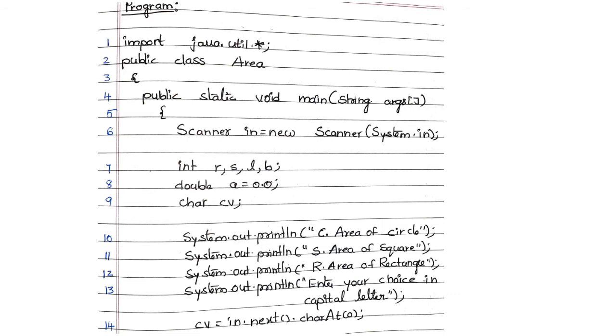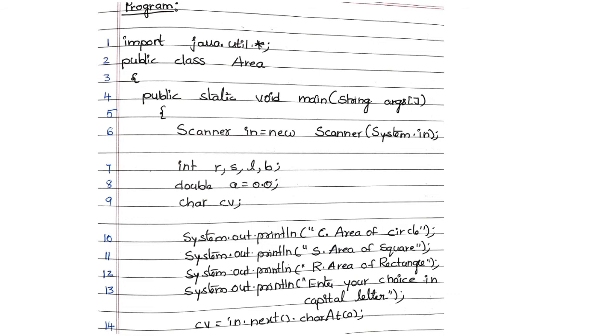Next, the second statement is public class area. The class name is area. And the fourth statement is public static void main. This is the main method. And the sixth one is Scanner in = new Scanner(System.in). Here we are creating an object for the class Scanner.